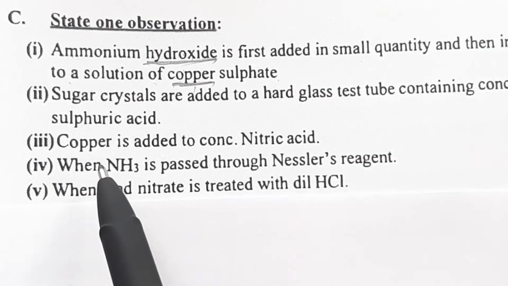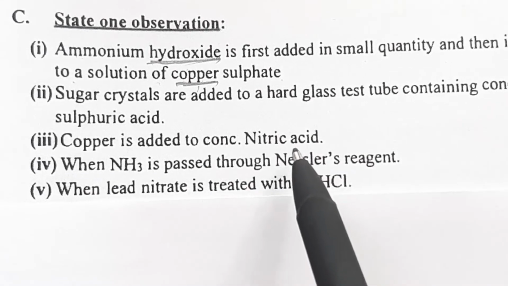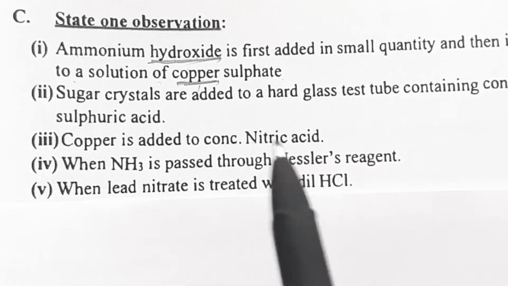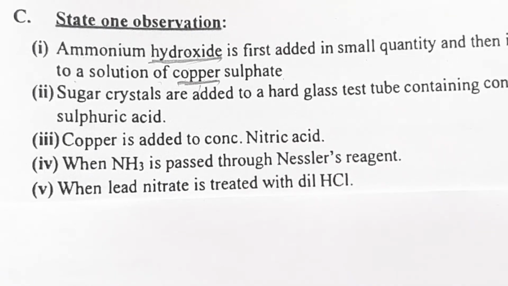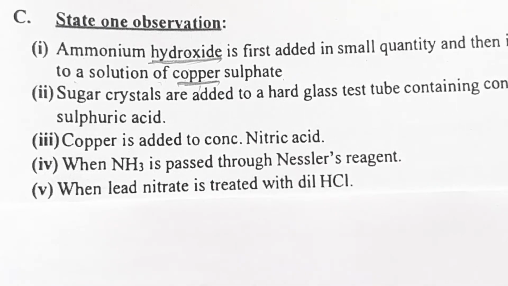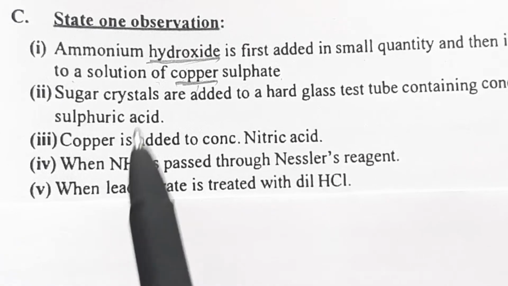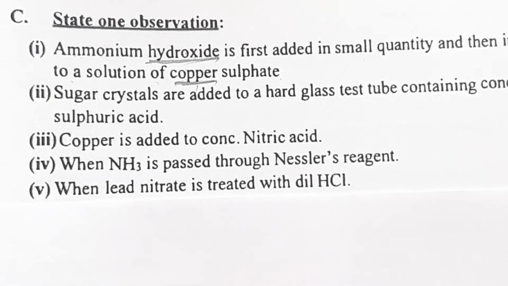Third one, copper is added to concentrated nitric acid. Now concentrated nitric acid, when it reacts with metal, it will liberate NO2 as the gas. And do you know the color of NO2? Yes, reddish brown vapors. And copper is a pinkish metal. It is going to make copper nitrate, which will be a blue solution.